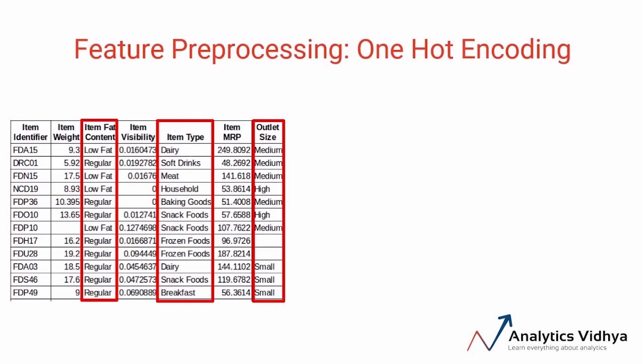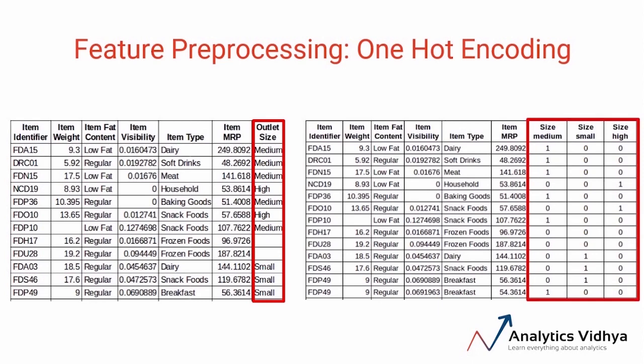Remember this data set? It's from the Big Mart sales problem. We have three categorical variables highlighted in red here. Note that most machine learning models cannot deal with categorical variables, especially in Python when we use scikit-learn. So we need to convert these categorical variables into numeric values. Let's pick the outlet size for now.